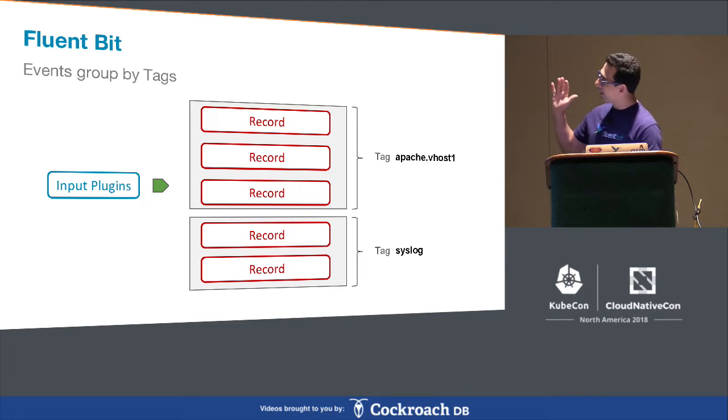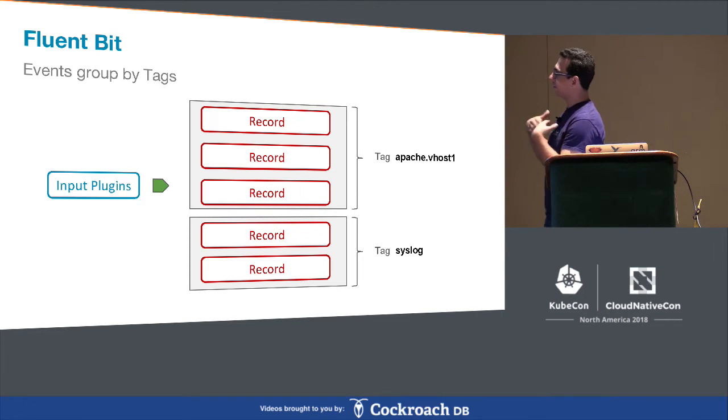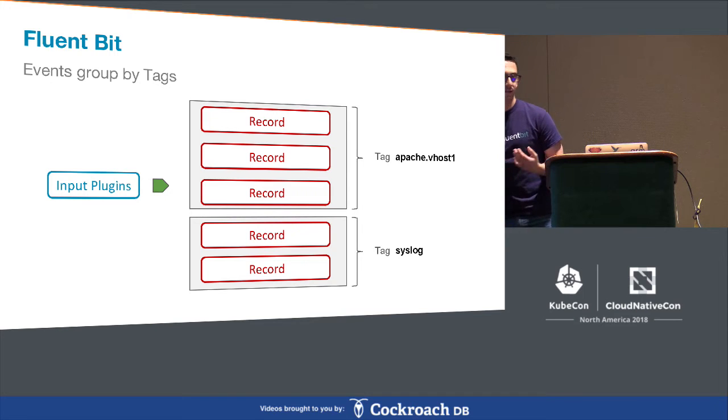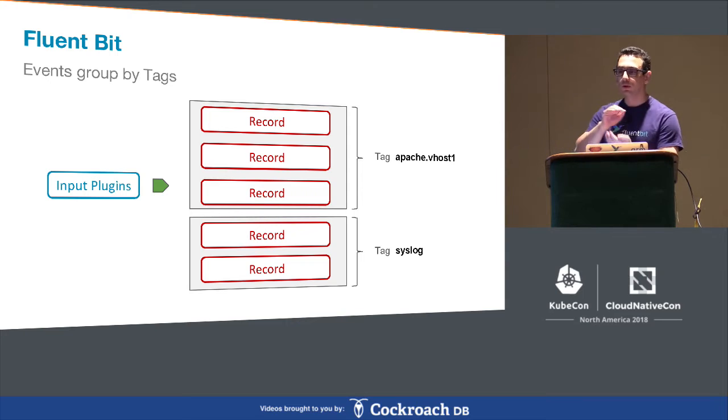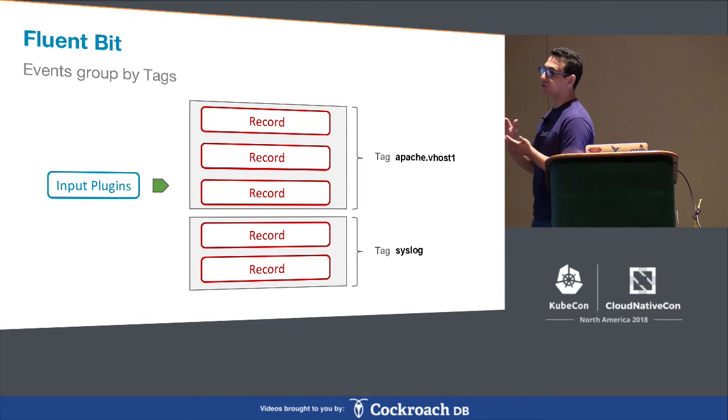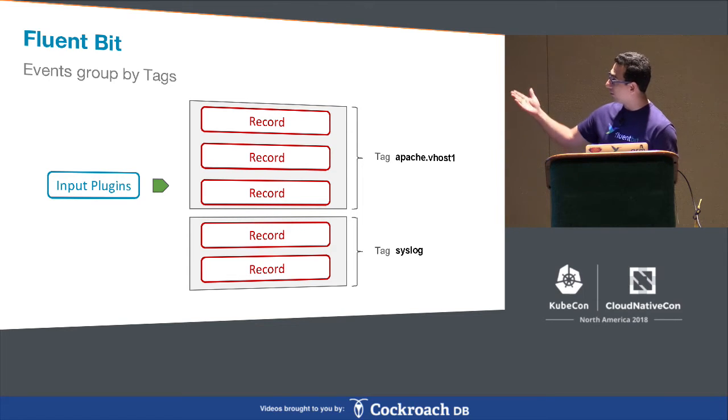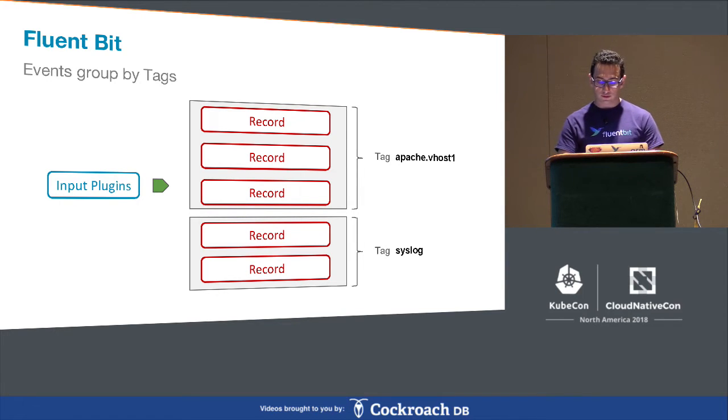Okay, so when the input plugin generates these records, we have the notion of tagging, because you need to add some label for where this data is coming from. Maybe we have input plugins consuming from the file system, maybe an input plugin consuming from TCP, or syslog in this case. So for example, input plugins generate 3 records that have a tag apache.host1, and 2 records that come from syslog, to which we attached a tag.